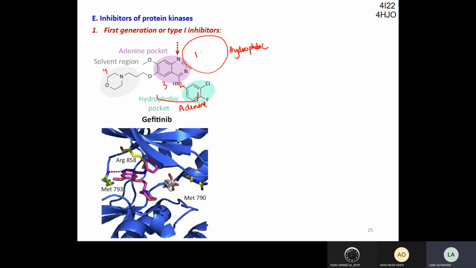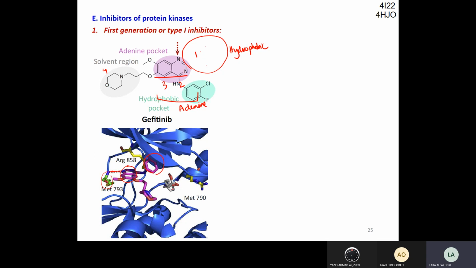Now look at this crystal structure, as if I am looking from the side. Notice that this is the ring that is occupying this one in here, occupying the adenine pocket, forming interactions with the hinge region. Okay. This ring that has a chlorine and fluorine is reaching down to the hydrophobic pocket. God willing, next week I will show you more elaborate crystal structures so the picture is clearer.